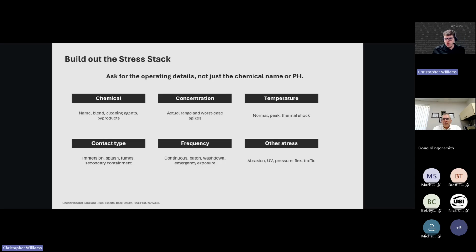And then, of course, our other stresses. That could be abrasion, it could be UV, it could be pressure. Does it potentially need to be flexible? Does this container move? And is there traffic that goes over it? Again, all those things are going to go into whether we are picking the right coating, how we are picking that right coating, and what we are protecting against.